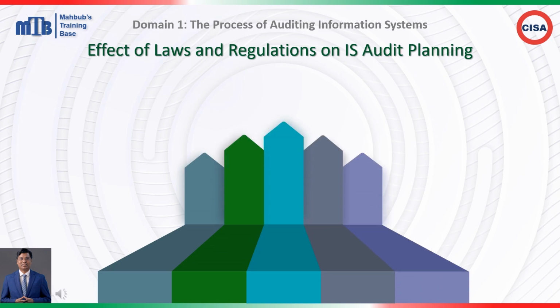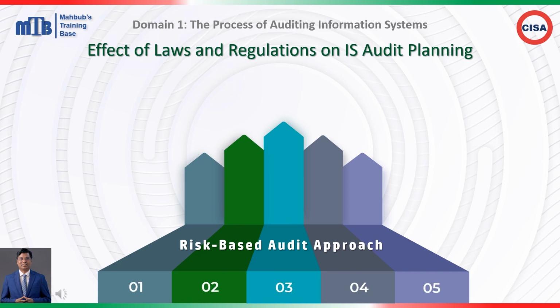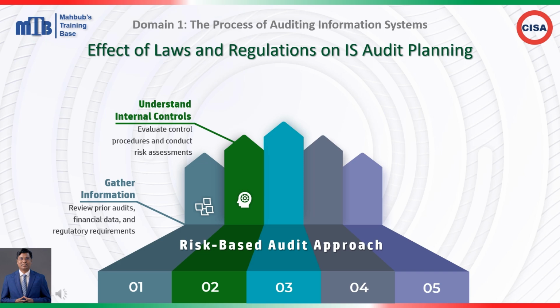Risk-based audit approach. Now, let's break down the risk-based audit process into 5 simple steps. 1. Gather information. First, learn everything about the business, past audits, financial data, and any relevant regulations. It's like getting to know a new friend before giving them advice. 2. Understand internal controls. Figure out what safeguards the organization already has in place. This is where you separate what's working from what isn't.